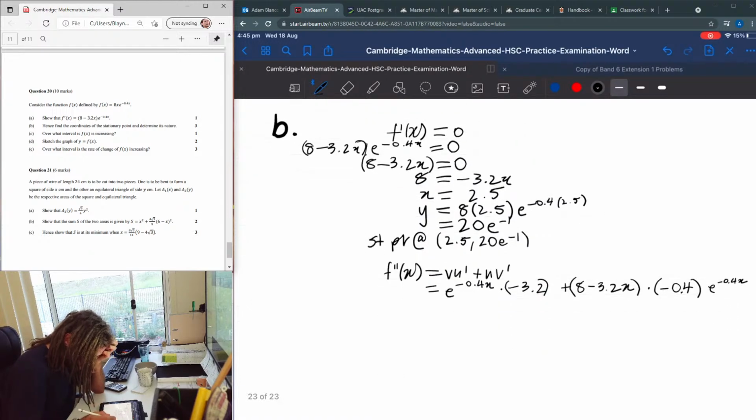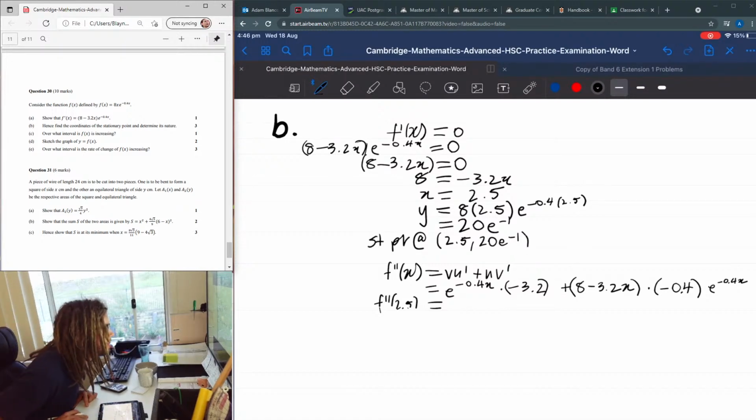Okay. Do I want to tidy that? At the end of the day, I'm just going to substitute stuff into it. What am I saying? 2.5. Okay, so when I sub all that in, I'm not going to do that because I cannot be bothered. I just need to know whether it's positive or negative.